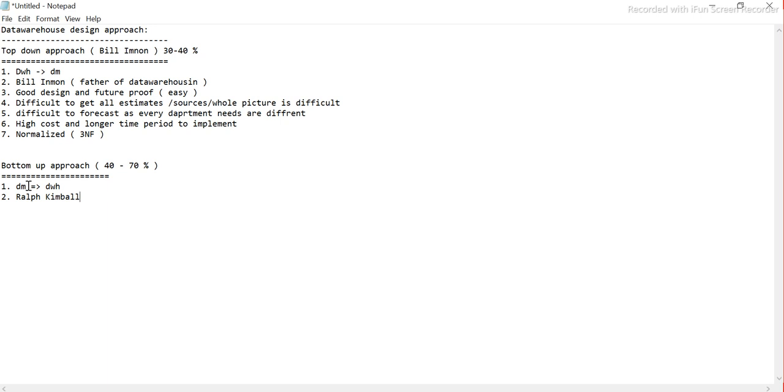But the idea is that no organization, unless they are very mature, will go for the whole big bang data warehouse design.